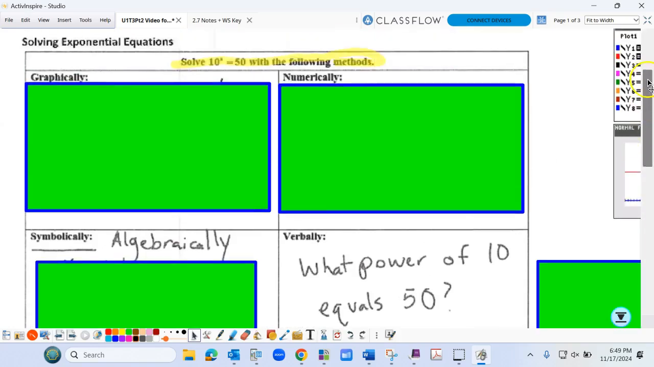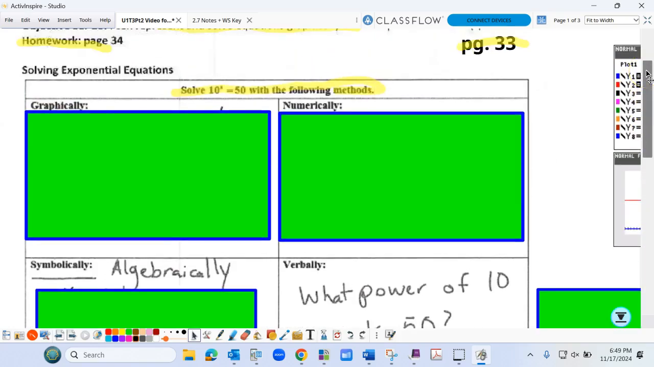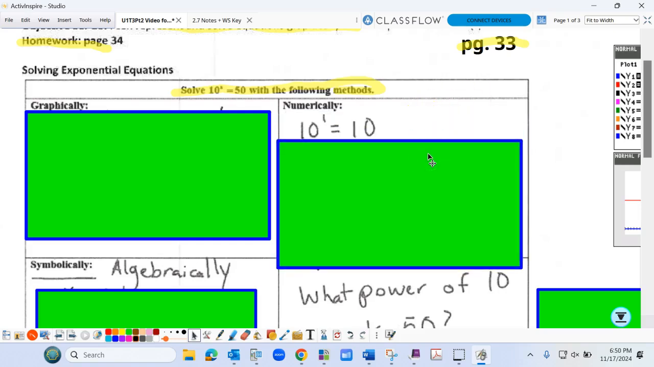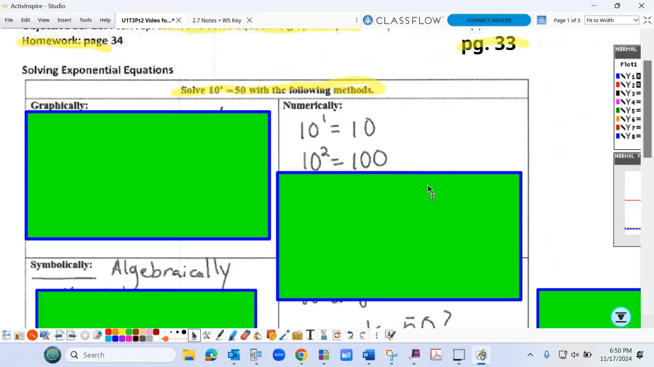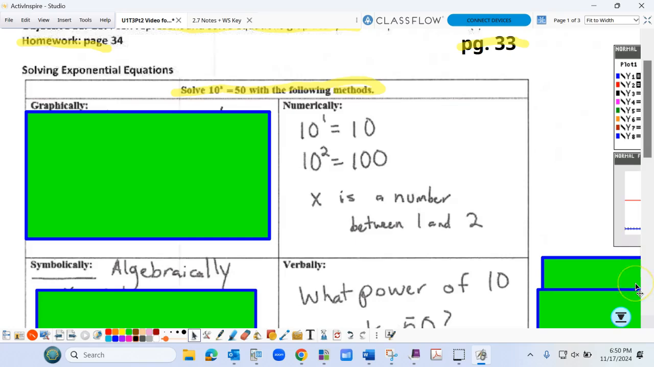Numerically, there is no power we know of, either in our heads or on our calculators, that we can raise 10 to get 50. 10 to the first is 10, and 10 squared is 100. 50 is between those numbers, so numerically the exponent is a number between 1 and 2. There are more accurate ways of solving 10^x = 50, including graphically.